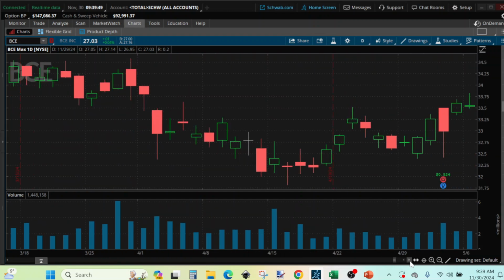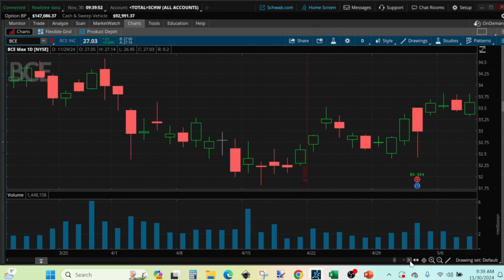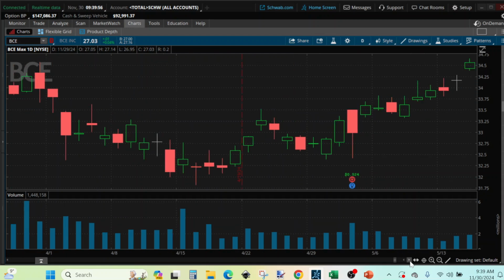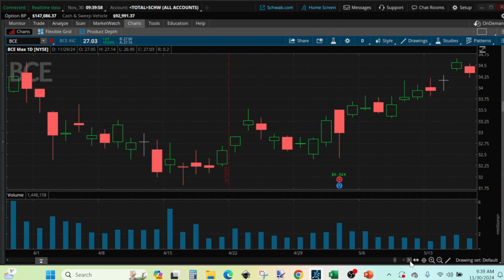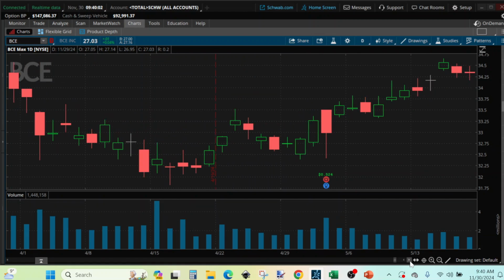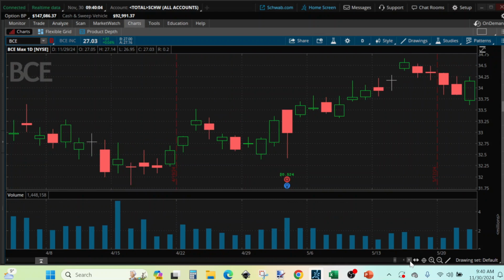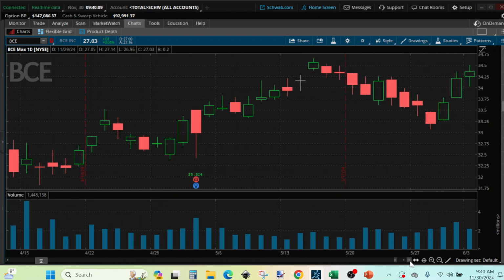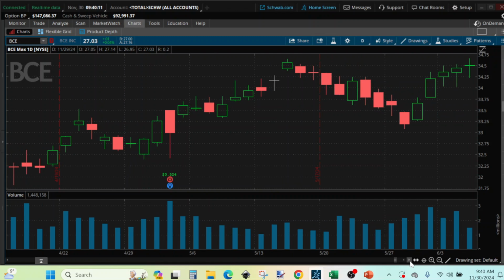It pulled back. Now it starts going up. Will it reach it? It starts going up and then pulls back. We didn't reach that $41. It pulled back, then started going up again.